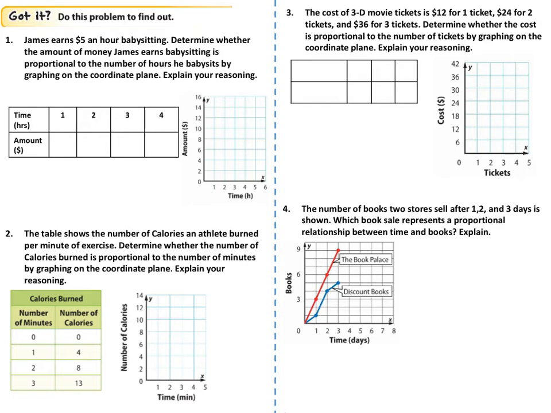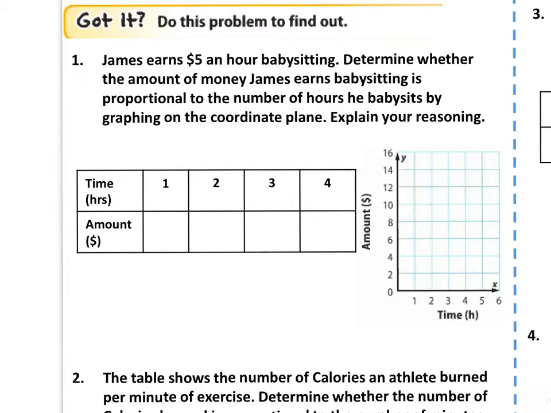Go ahead and turn your notes over to the back side now. Now, on this got it problem, we have to create our data table and then we have to graph. So James earns $5 an hour babysitting. Determine whether the amount of money James earns babysitting is proportional to the number of hours he babysits by graphing on the coordinate plane. Explain your reasoning.